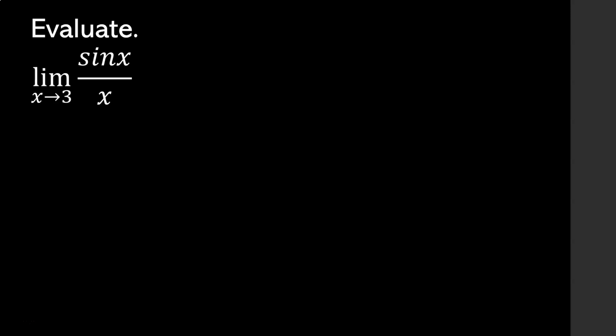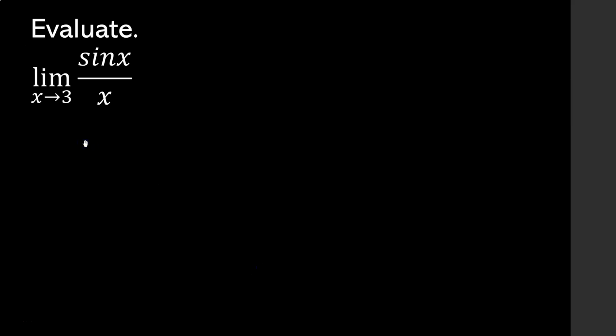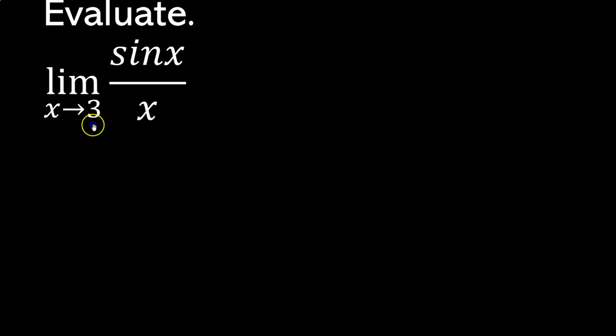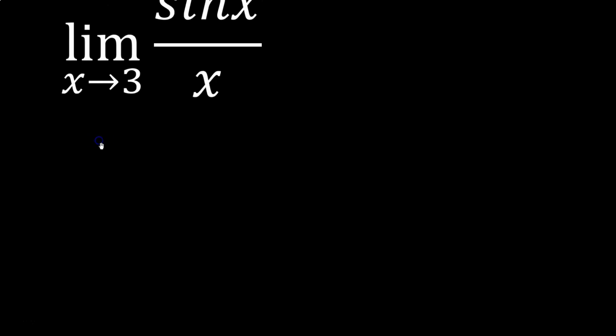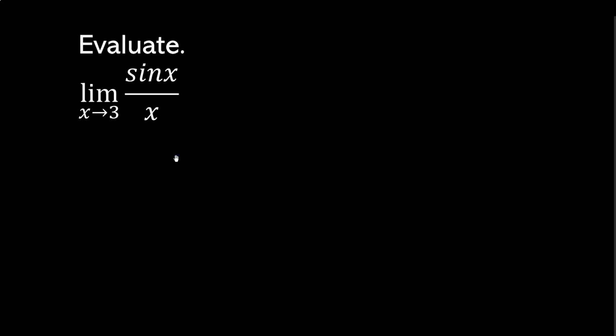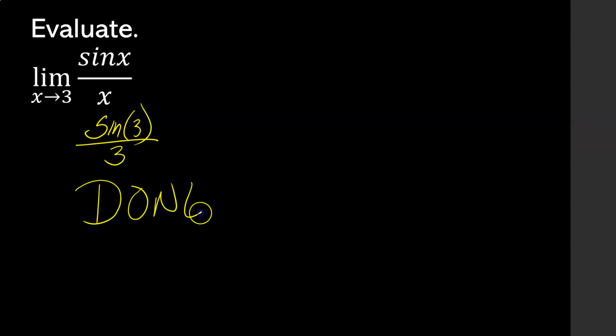Okay, limit as x approaches 3 of sine x over x. What are we going to do first? We're going to substitute. Oh no, we're going to zoom in. So you get sine of 3 over 3, and we're done.